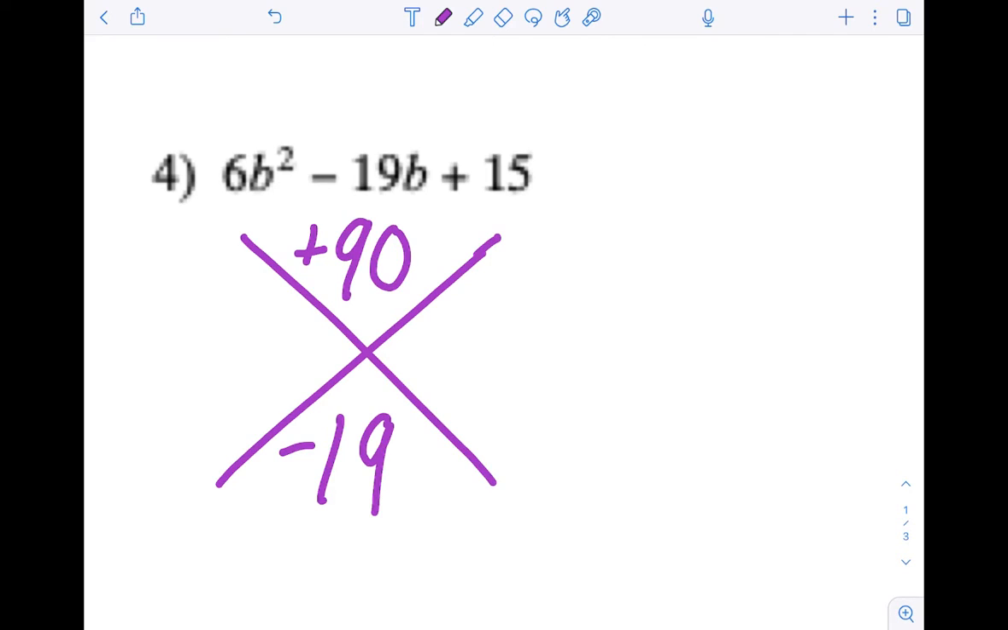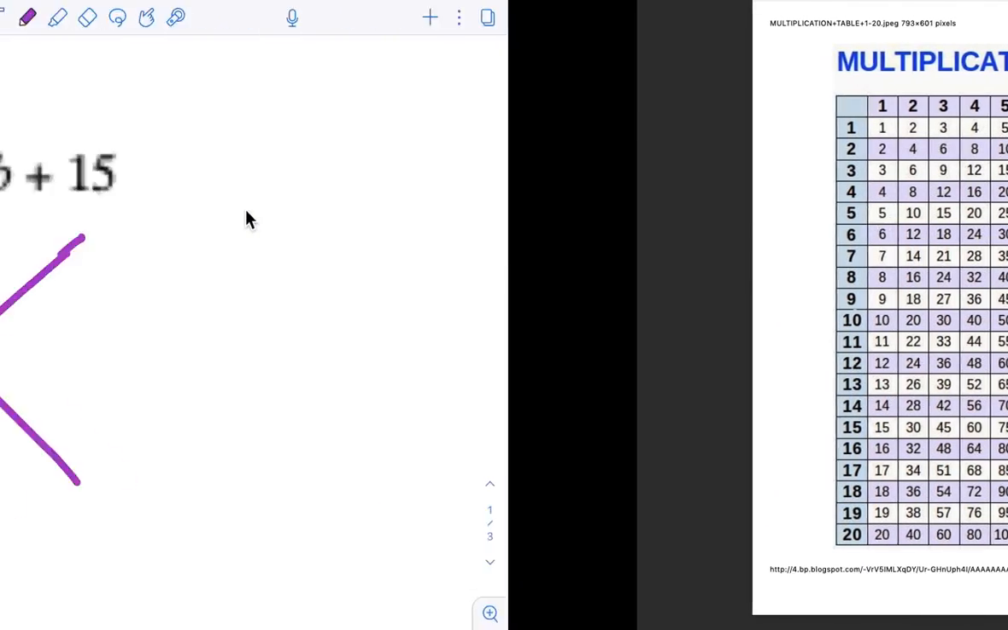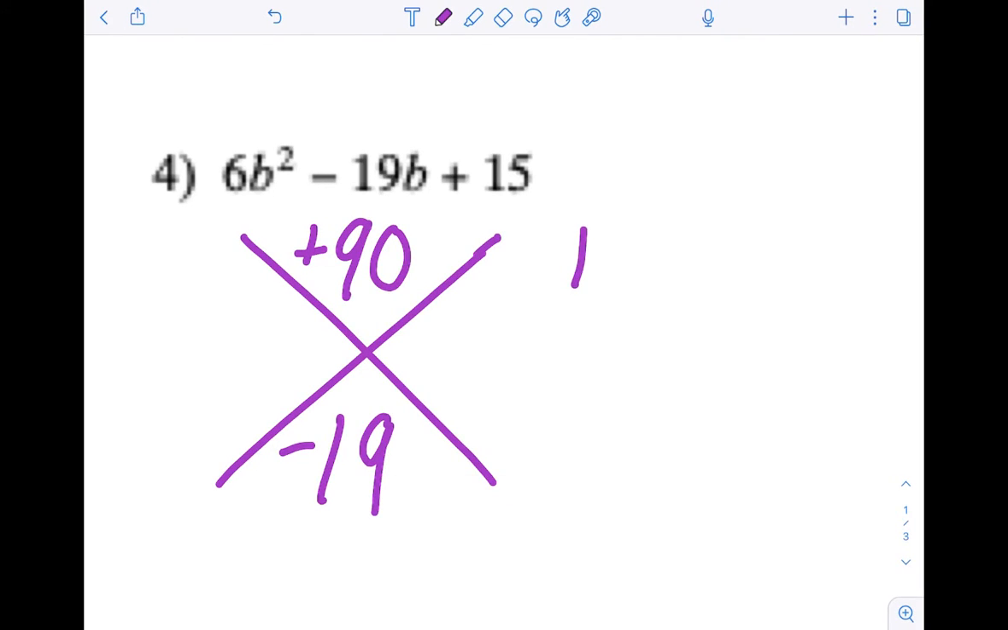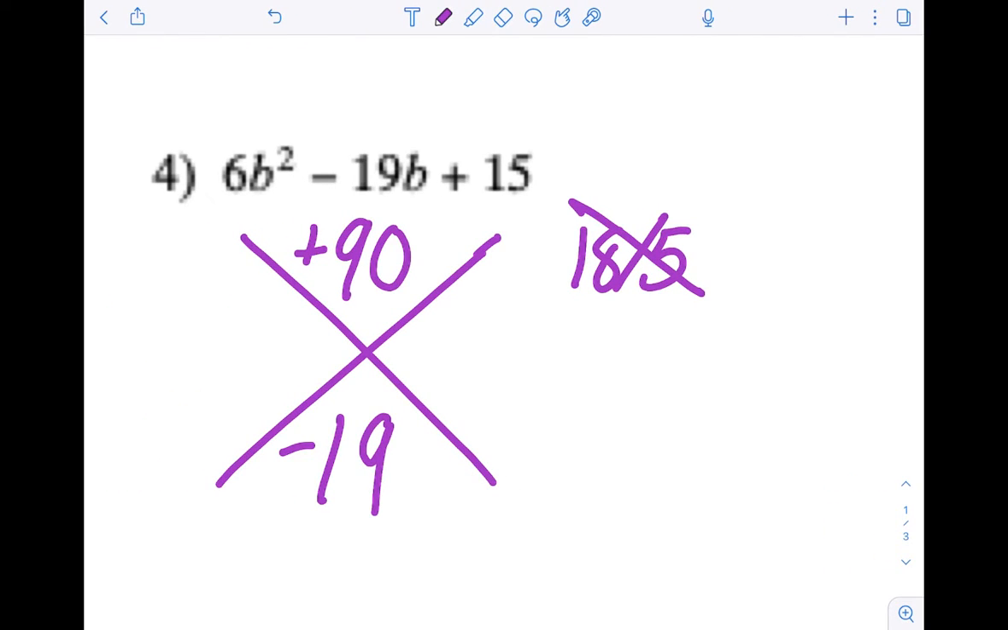So, 2 numbers, everybody, that multiply to give me 90. Let's look for 90 right here. 18 and 5. So let's take a look. I know I'm going to add because this is plus. 18 plus 5 is not 19. Nope, 18 and 5 is not going to work. 90, 15 and 6. All right, let's take a look. 15 and 6 is 90. 15 plus 6 is 21. It's not 19. That's not going to work either.